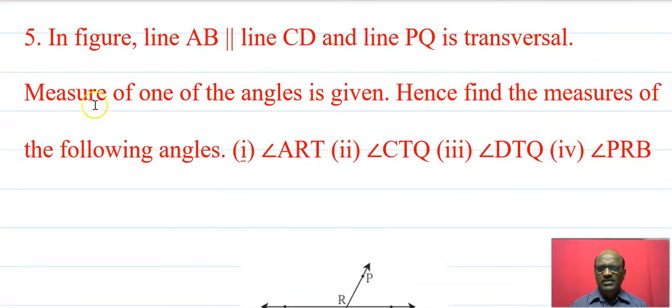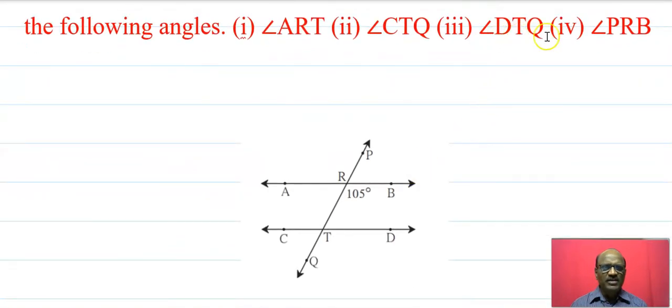Now the next question, that is question number 5. Line AB is parallel to line CD and line PQ is the transversal. The measure of one of the angles is given and hence find the measures of the following angles: the measure of angle ART, the measure of angle CTQ, the measure of angle DTQ and the measure of angle PRB. First, the measure of angle ART.